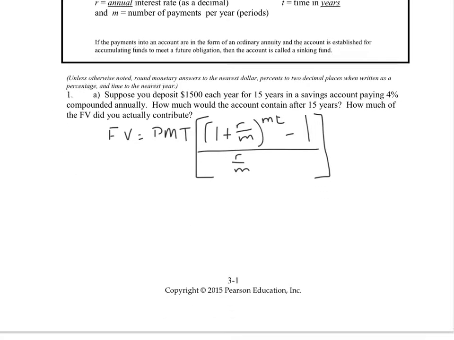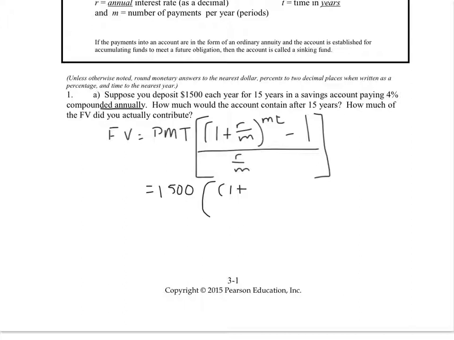Now, looking at this problem, we're going to put in $1,500 each year. It's an annual amount that we're putting in. So, for example, if you were thinking in terms of, say, an IRA, you might only contribute once a year at the end of the year into that account. If we now plug in the rest of the information, our interest rate is paying 4% compounded annually. Well, if it's compounded annually, that means our M is 1. Only one time per year is it being compounded.